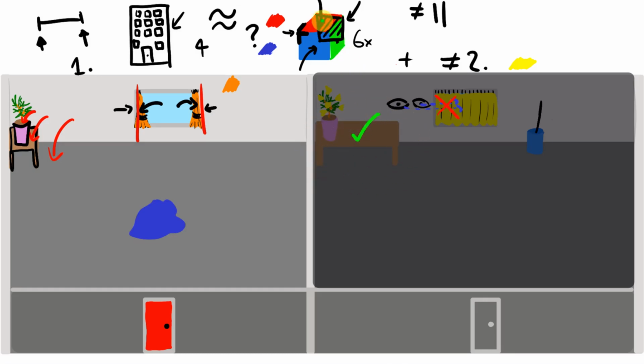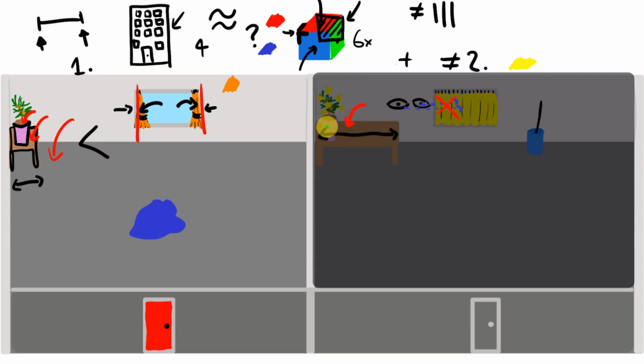In the apartment on the right, there's also a table in the back left corner, but the table is longer. This table is longer than this table. This table is shorter than this table. A long table, a short table. That's the third difference.